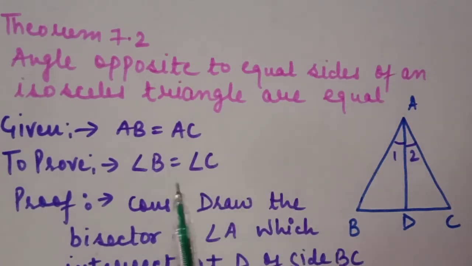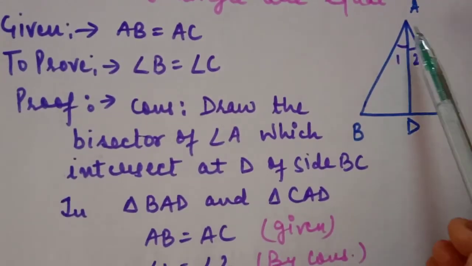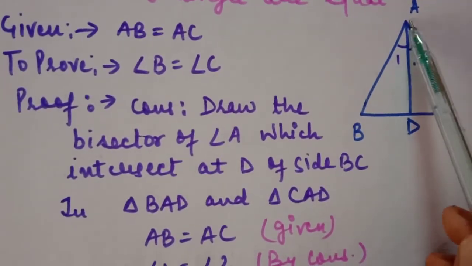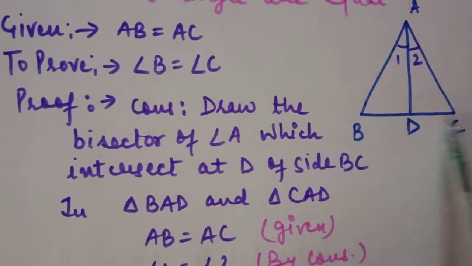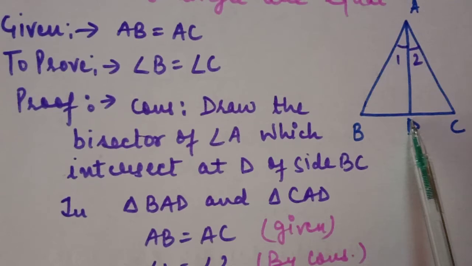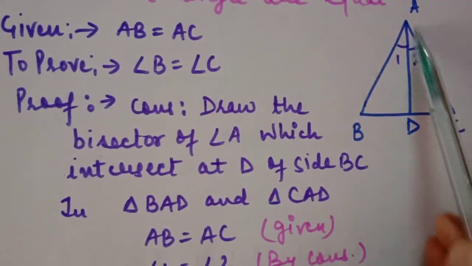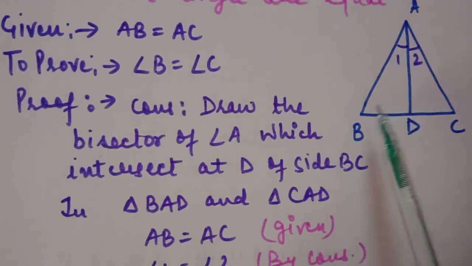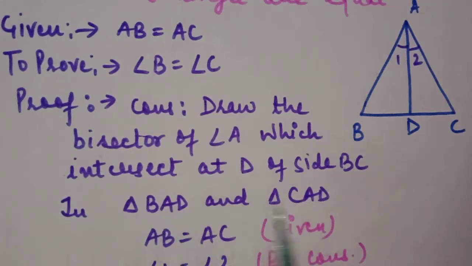So for this question, we will do a small construction. We will draw an angle A bisector which cuts BC at point D. Now in triangles BAD and CAD, remember about the corresponding parts. I took BAD and CAD. So B corresponds to C, A corresponds to A and D corresponds to D.